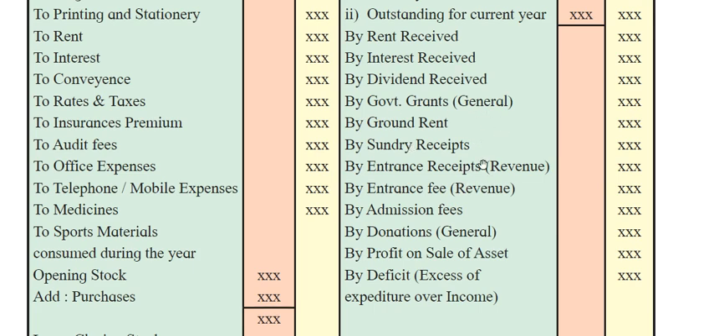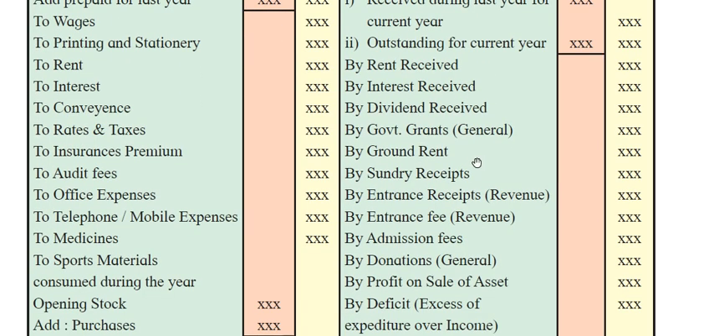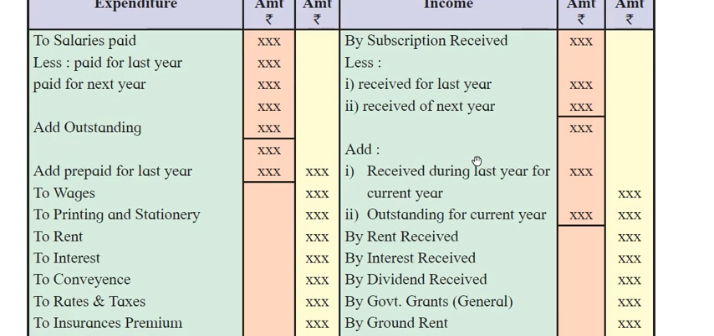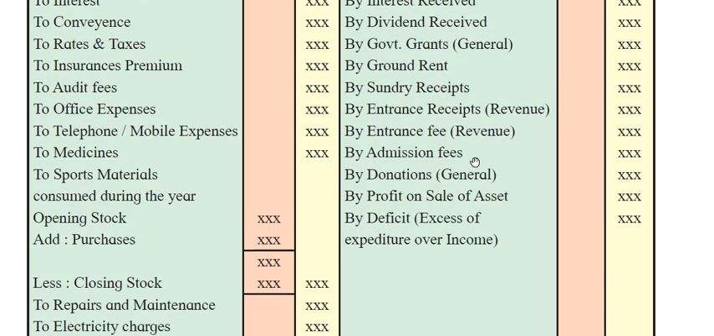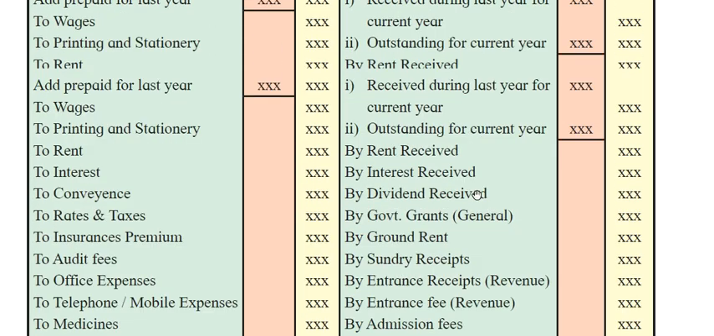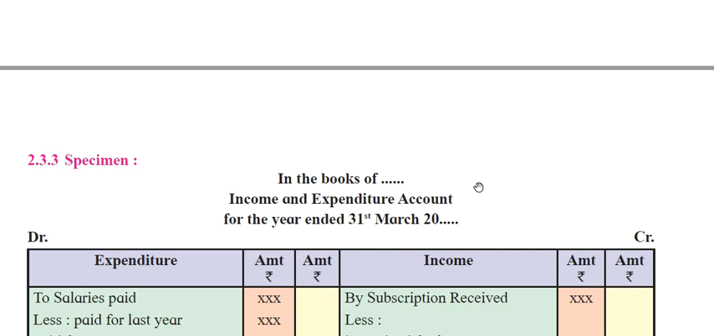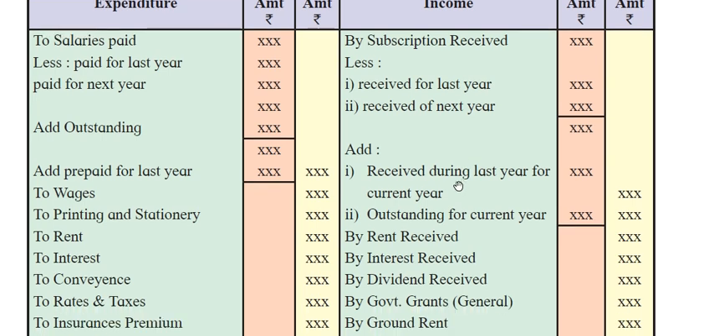Incomes and gains come on the credit side of the income and expenditure account. So ground rent, sundry receipts, entrance fees, admission fees, donations, profit on sale of assets, excess of expenditure over income. This is the specimen of an income and expenditure account. Using these entries, we will calculate to solve problems. We will clear all this while solving the problems.